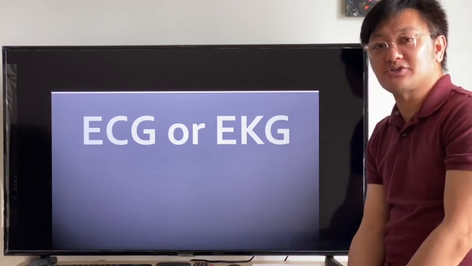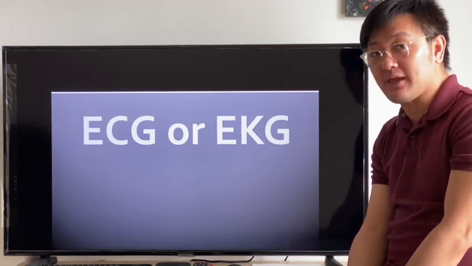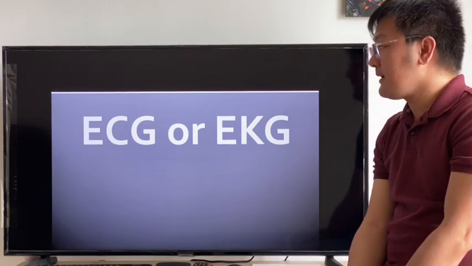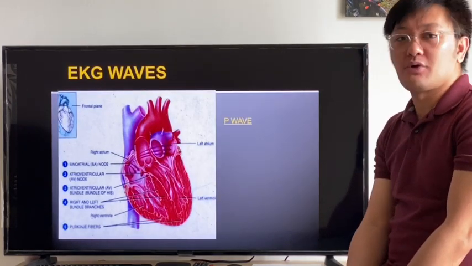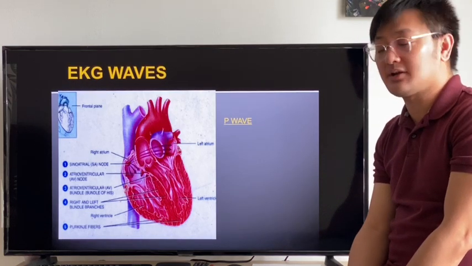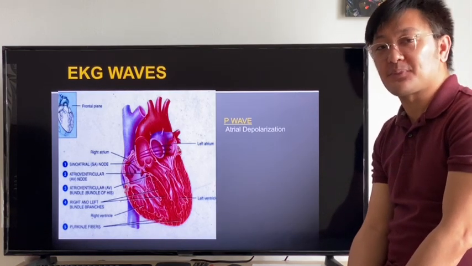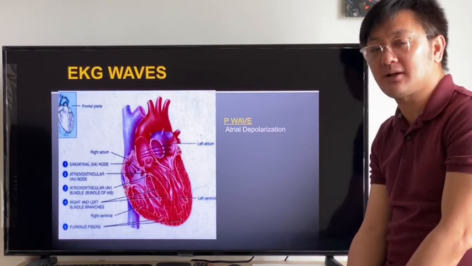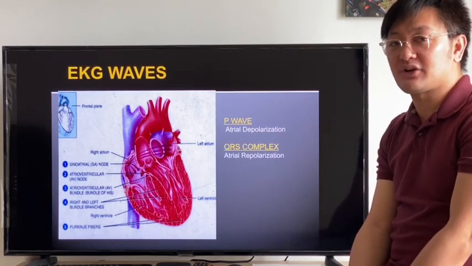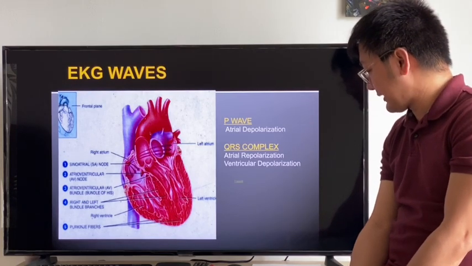Again, it is a test that records electrical activities in the heart, and these electrical activities are represented as waves. You have the P wave, the QRS complex, and the T wave. The P wave represents atrial depolarization. The QRS complex represents atrial repolarization and ventricular depolarization, and the T wave represents ventricular repolarization.